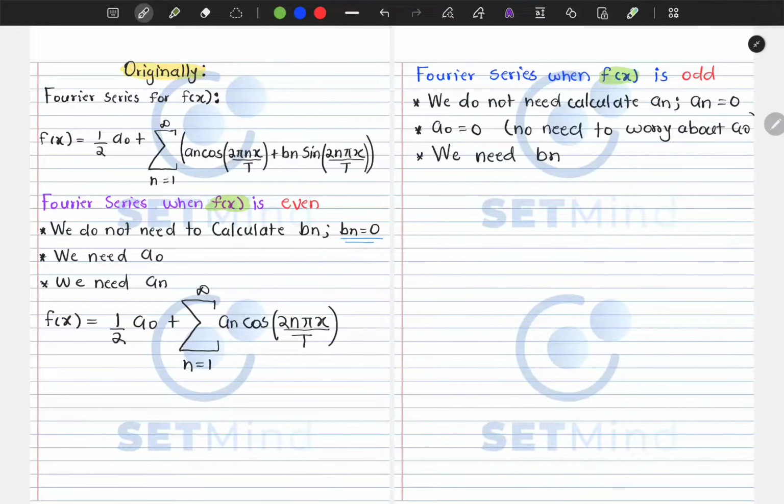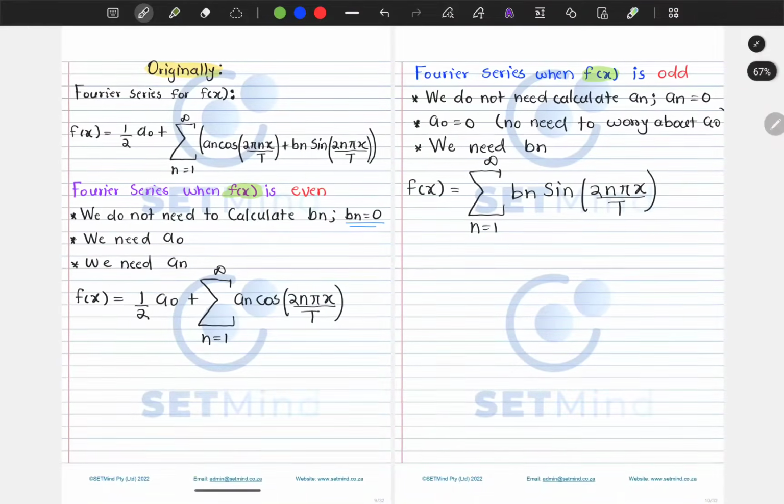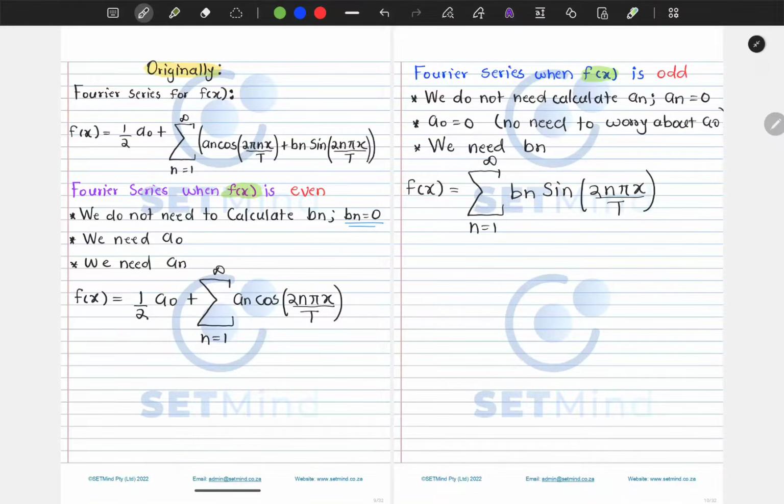And then when our f of x is odd, our Fourier series, when we find it, will simply be the summation from n is 1 up to infinity of bn times sine of 2n pi x divided by t. So this is how we are going to define our Fourier series when our function is odd.